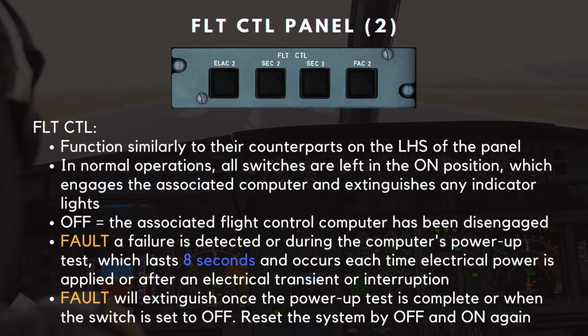The fault light also illuminates during the computer's power-up test, which lasts 8 seconds and occurs each time electrical power is applied or after an electrical transient or interruption. The fault light will extinguish once the power-up test is complete or when the switch is set to off. If a failure occurs, pilots can attempt to reset the system by turning the switch off and then on again, which will reset the computer.